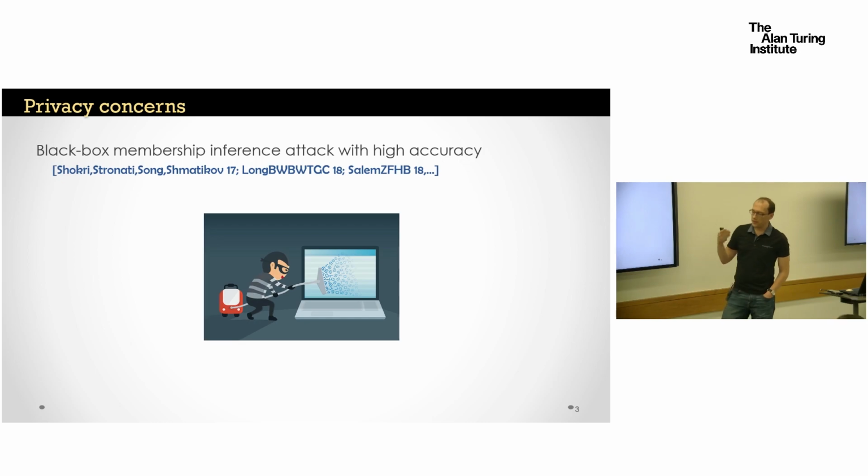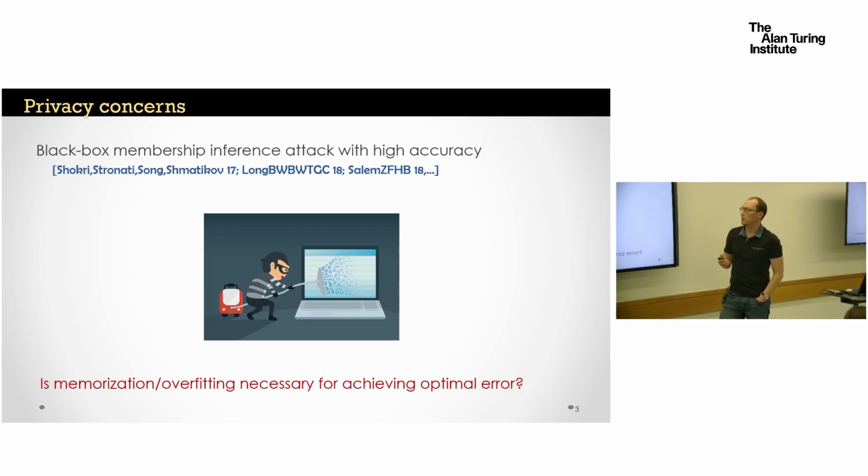So this practical reason poses a very concrete question. Is this kind of memorization of labels necessary for achieving the optimal error? In other words, is this some kind of artifact of the training algorithms that we're using, or something fundamental to learning? Can we possibly achieve the same accuracy, but without being in this zero error or very large amount of overfitting regime?